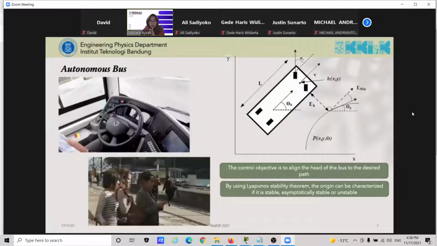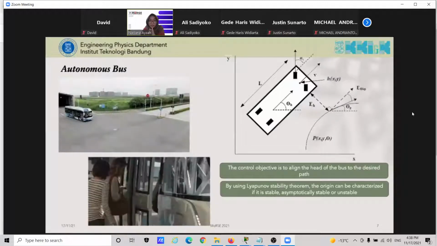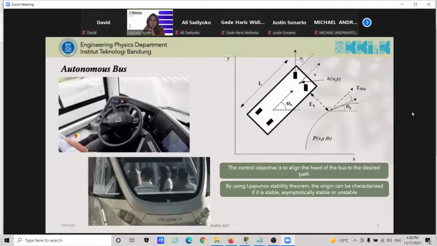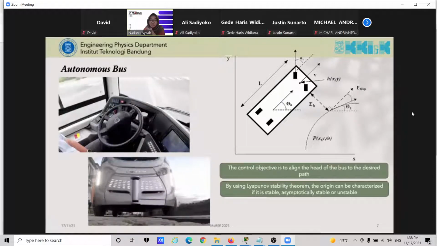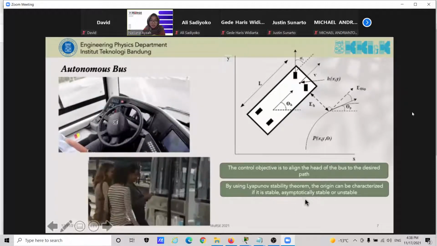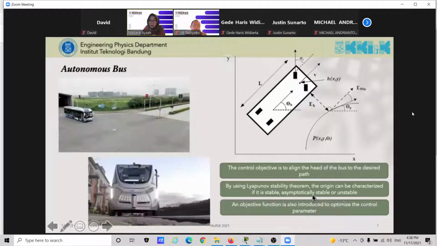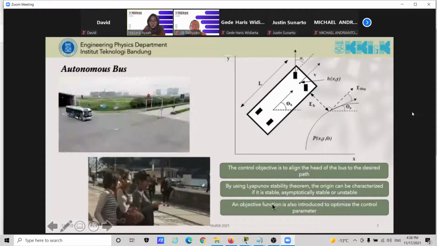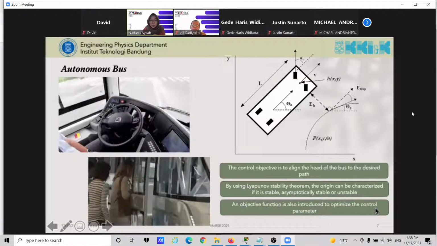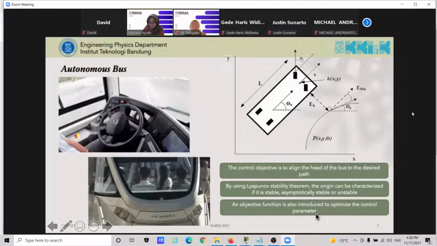We use the Lyapunov stability theorem. By using this, the origin can be characterized as stable, asymptotically stable, or unstable. We also introduce an objective function to optimize the control parameters.